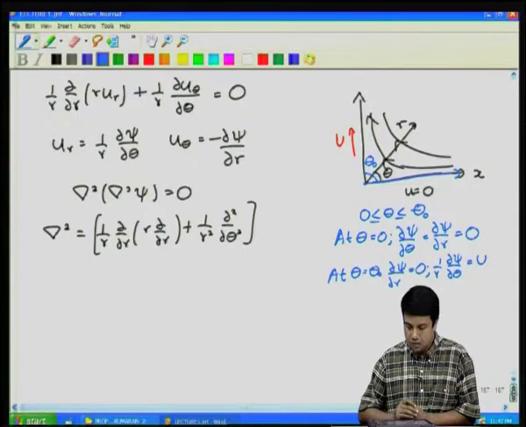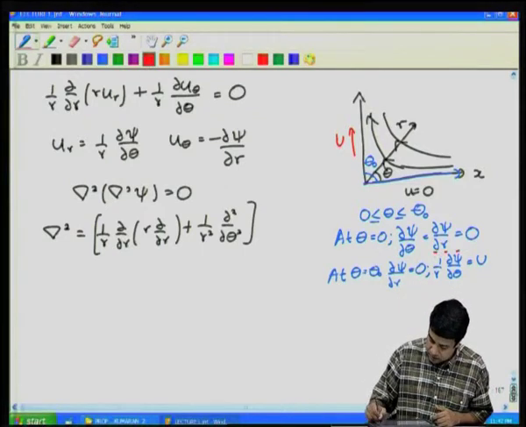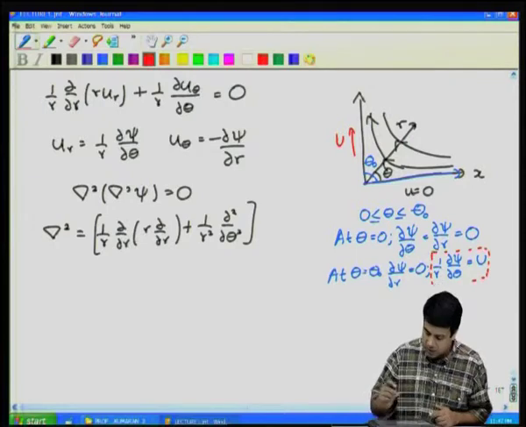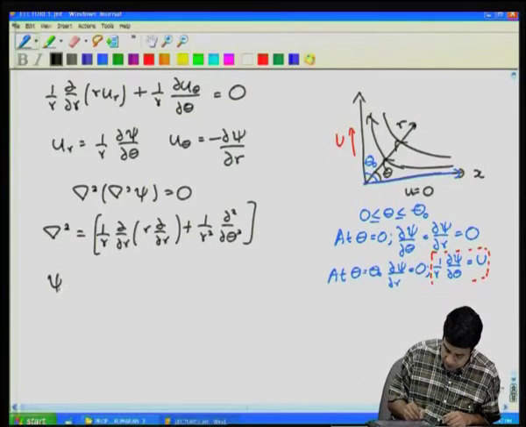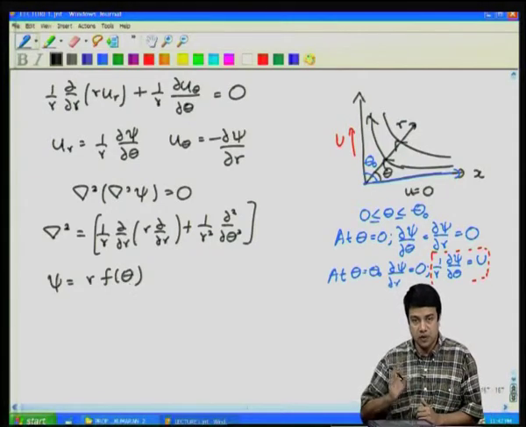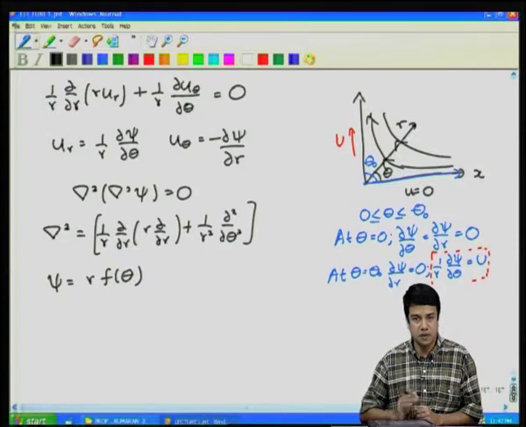How do we solve this? You can see from this boundary condition here, 1 by r partial psi by partial theta is equal to U, which is a constant. That means that I would expect psi to be proportional to r on the boundary. So, if I wanted to search for a similarity solution, I would look for a solution of the form psi is equal to r times some function of theta, because partial psi by partial theta is equal to r times U. Therefore, I can search for a solution in which psi is equal to r times a function of theta everywhere.